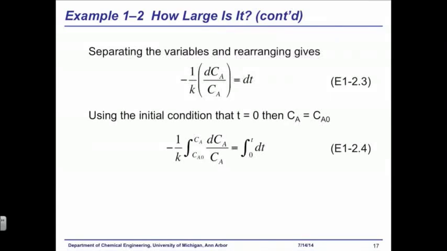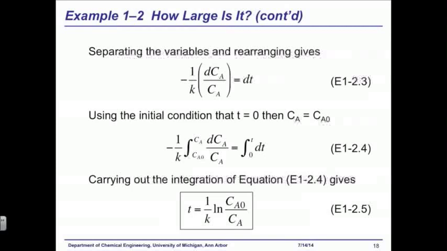Then, using our initial condition such that at time 0 the concentration of A is equal to the initial concentration of A, we'll get minus 1 over k times the integral from CA naught to CA of dCA over CA is equal to the integral from 0 to t of dt. Then carrying out the integration of this gives us that the time necessary is 1 over k times the natural log of CA naught over CA.